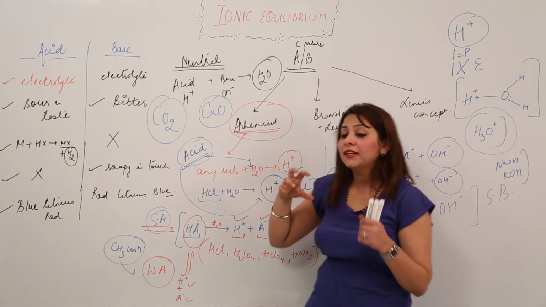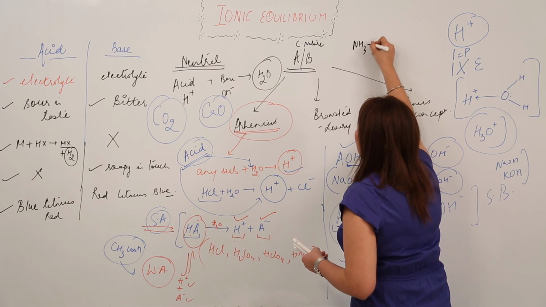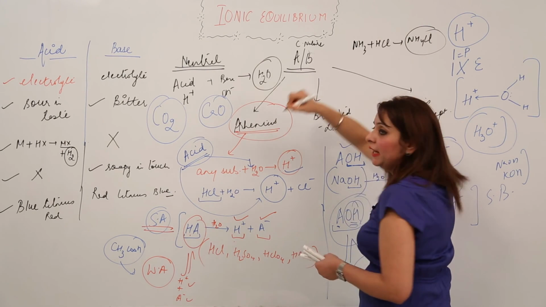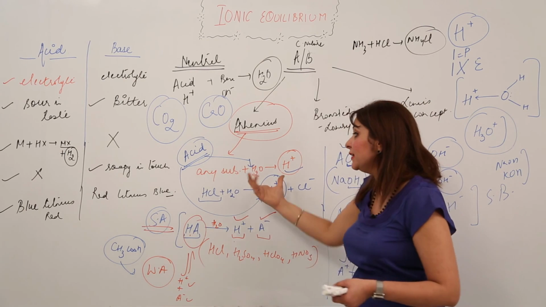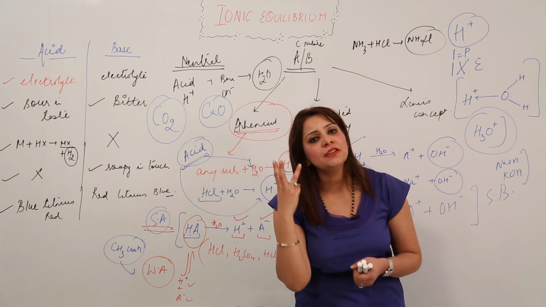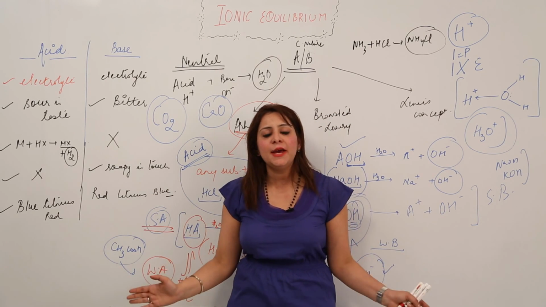The third one is that if we react NH3 and HCl, they form NH4Cl, and this reaction does not involve the water component, while he said that everything happens in the presence of water. So these are the three limitations he failed to answer. So this was the Arrhenius concept which I explained.